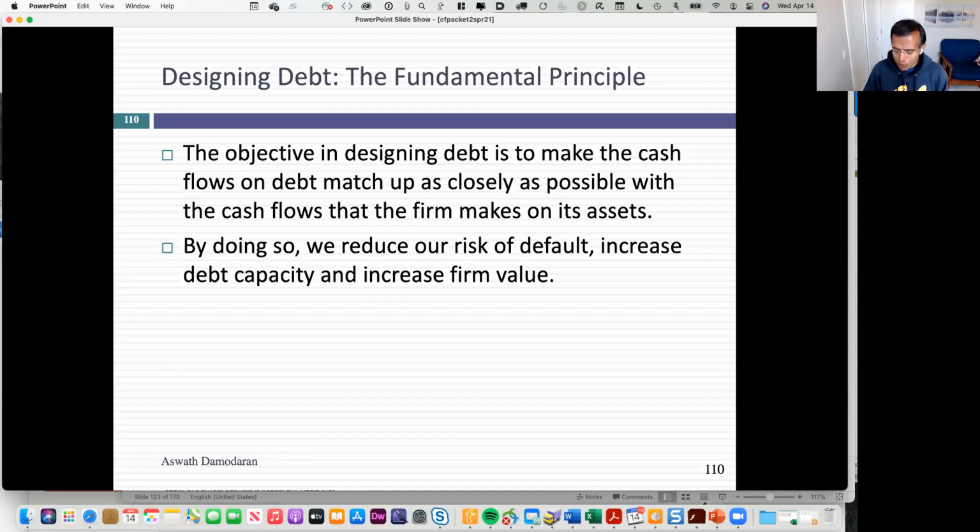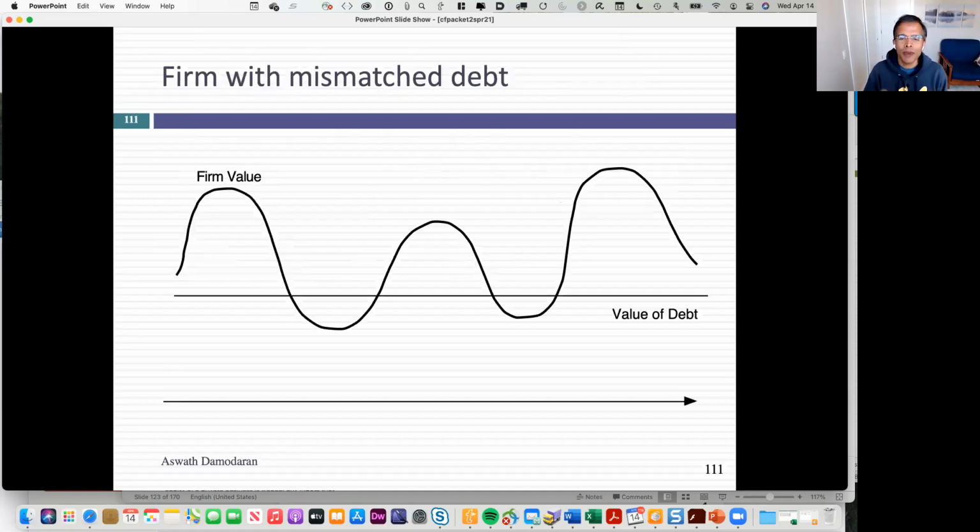And I'll give you the very simple intuition as to why you want to match your debt up to your assets. I know the graph looks like a strange one, but basically let's assume that you have a company whose value goes up and down. It's a commodity company, the oil prices are high, the value goes up. So this wavy line is the value of the firm. And let's say this company borrows money and that debt remains the same no matter what happens to the firm. You know what's going to happen to this firm? Whenever the value of the firm drops below the debt, technically, this firm is bankrupt because the value of its assets is less than the debt.